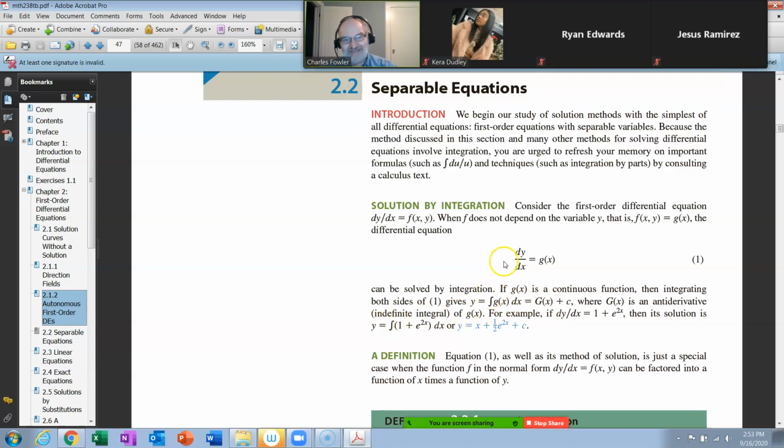So write this as dy is equal to g of x dx. Integrate both sides. The integral of dy, by the fundamental theorem of calculus, is just y. And then whatever the integral of g of x dx is, and if it's a continuous function, we hope to be able to integrate it. That's going to give you some capital G of x, the antiderivative of g of x, plus some constant c, where that G of x is your antiderivative, the indefinite integral of g of x.